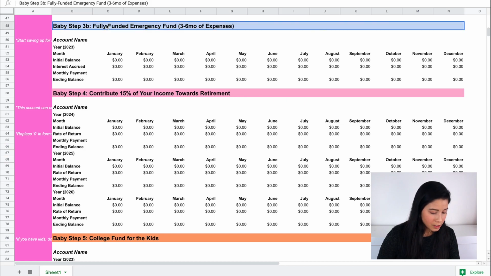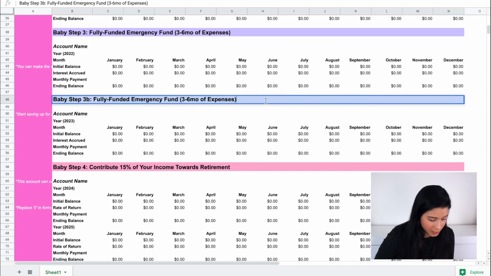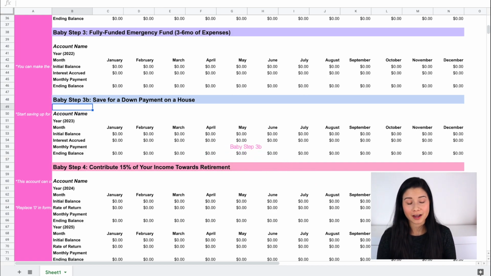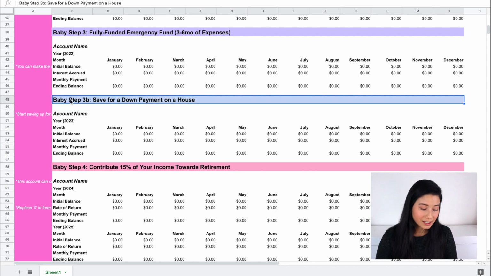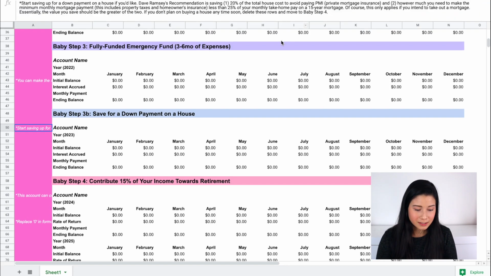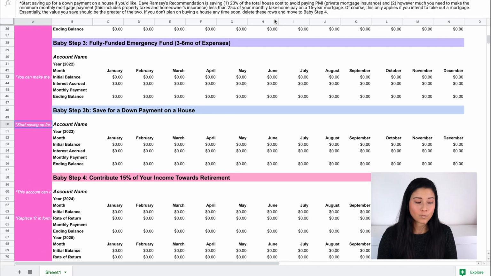Oh, I miswrote this. Let's fix this right now. Baby step 3B is save for a down payment on a house. This is just kind of an additional part of baby step 3 that Dave Ramsey talks about. I did leave quite a big note in here of what this step is, in case people aren't familiar with what it really means to save up for a house.